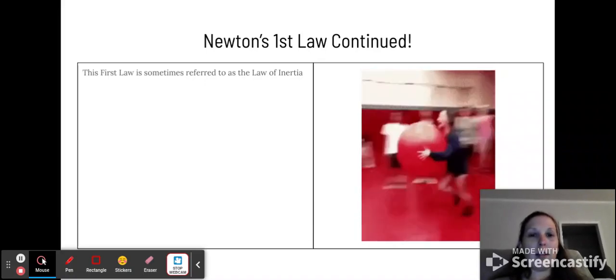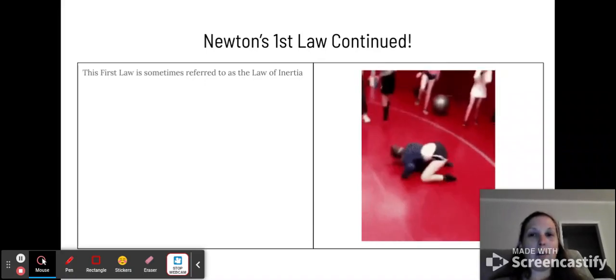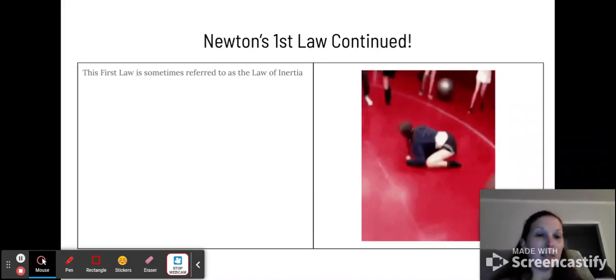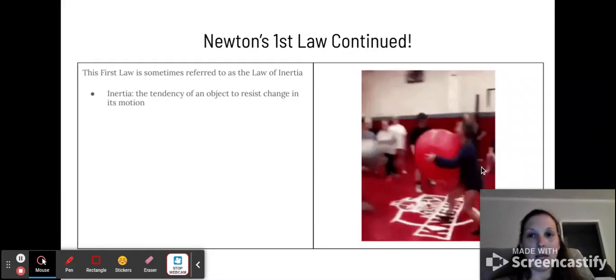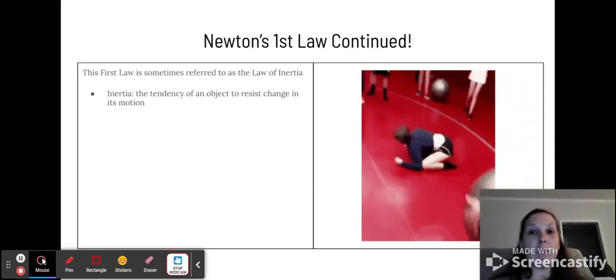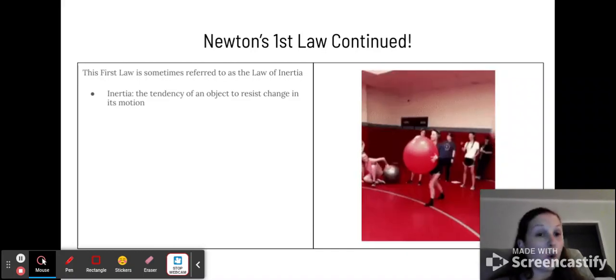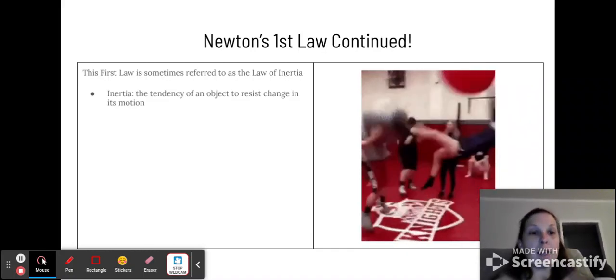That's the law of inertia. So the first law is also referred to as the law of inertia. So let's make sure we understand what that means. This is the tendency of an object to resist change in motion. So that means it's going to keep doing what it's doing unless a force is applied.